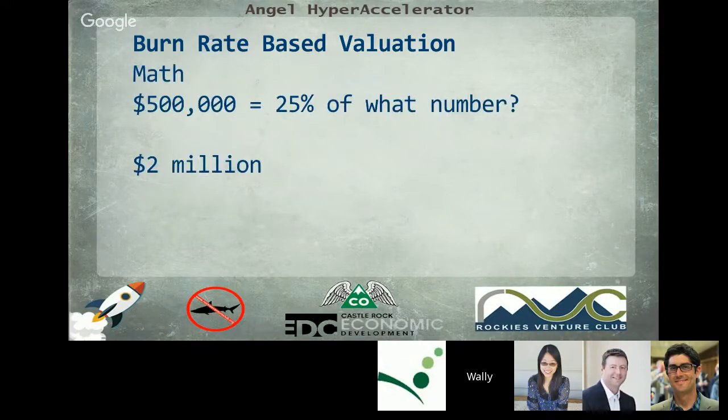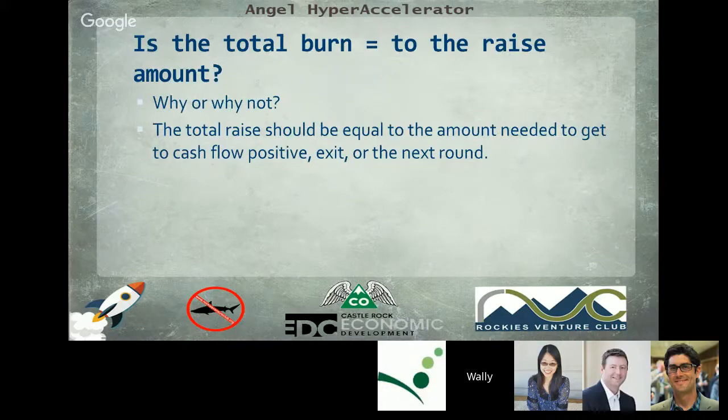In this case, it's just like the previous one. $500,000 is 25% of $2 million, so the pre-money valuation is $1.5 million and post-money is $2 million. Here we're using the amount raised to figure out the value. So here's an interesting question: is the total burn equal to the raise amount? When we look at a pro forma, we look at the negative cash flow, add up all the red at the bottom, and see what milestones have to be achieved. That tells us how much we need to raise and then what the percentage is. So you can't just say, we need to raise $5 million, so our valuation is $15 million.